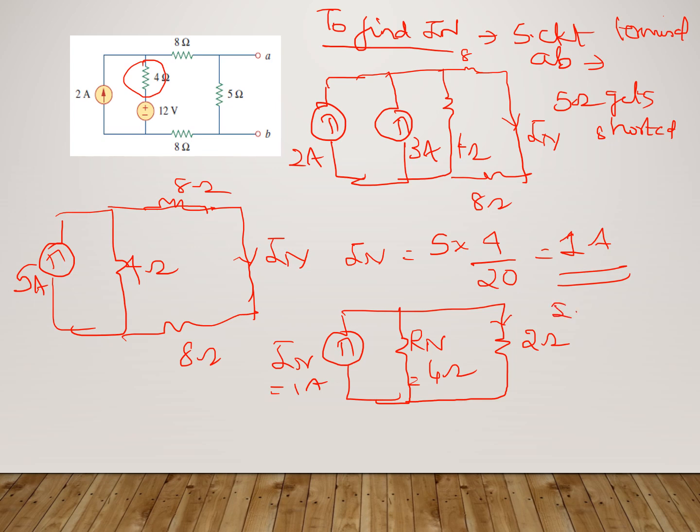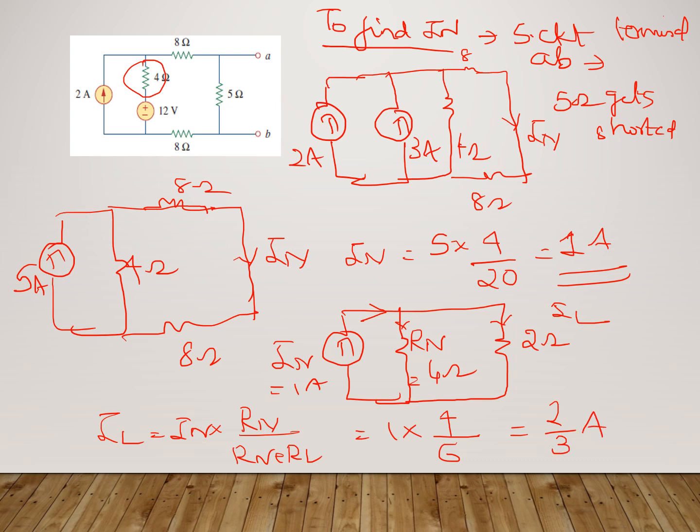This is your IL. So Norton's current is going to again split into this and this. So IL is found out as equal to IN into RN divided by RN plus RL, which gives you 1 into RN, which is 4 ohm, divided by the total resistance, which is 6, which gives you 2 by 3 ampere. So this would be the current which is flowing through the 2 ohm resistance.